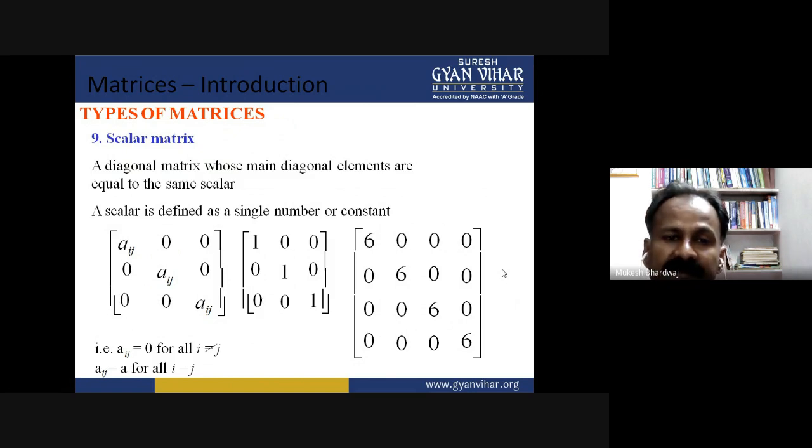So an identity matrix can be a scalar matrix. An identity matrix is a special kind of scalar matrix. In the third example, as you see, it is of order 4 by 4: 6000, 0600, and so on. The principal diagonal contains 6, 6, 6, 6 and they are non-zero. All the elements in the principal diagonal are the same, so we can say this is a scalar matrix.